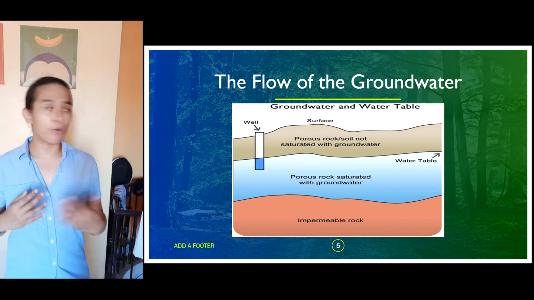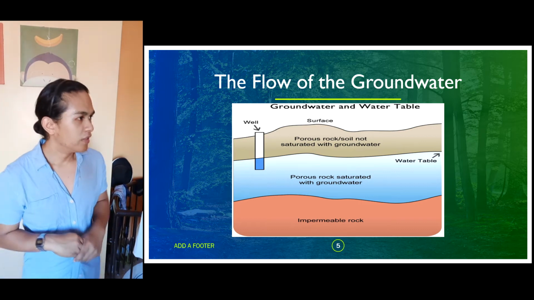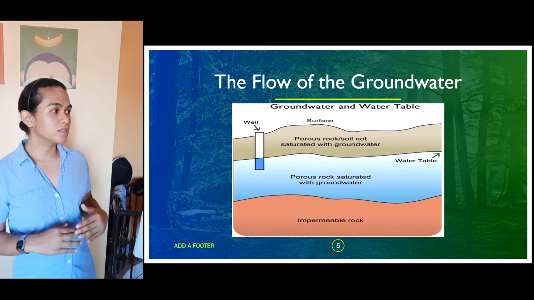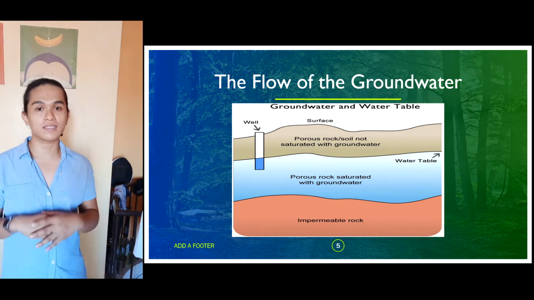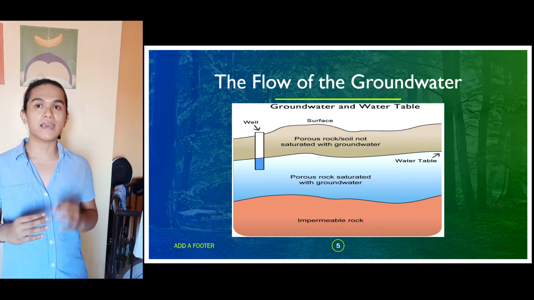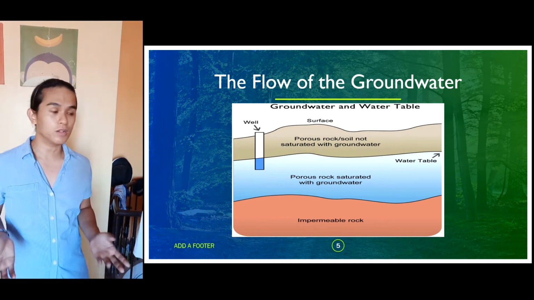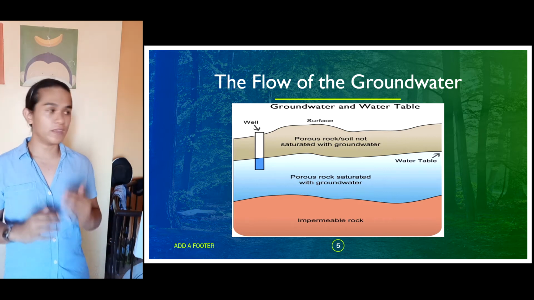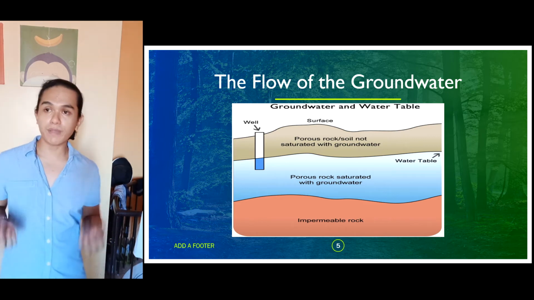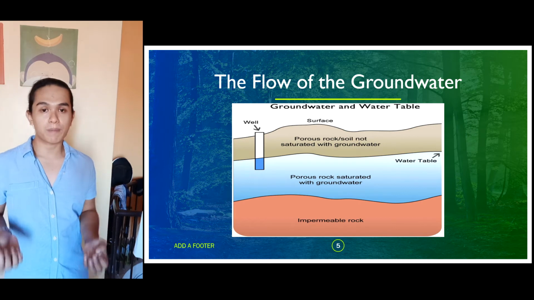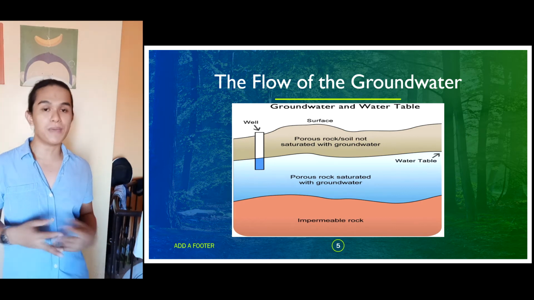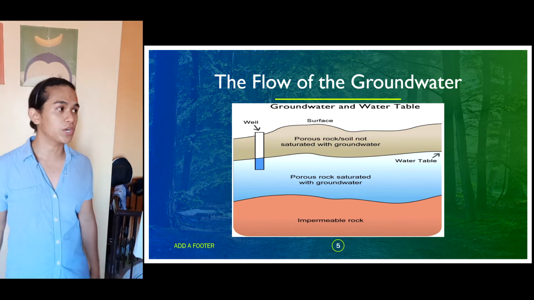Between the non-saturated and saturated zones, we have the water table. It is the most commonly excavated or reachable part of the groundwater. And below all of it is the impermeable rock. Impermeable rock means water cannot pass through it, and it serves as the base of the groundwater.